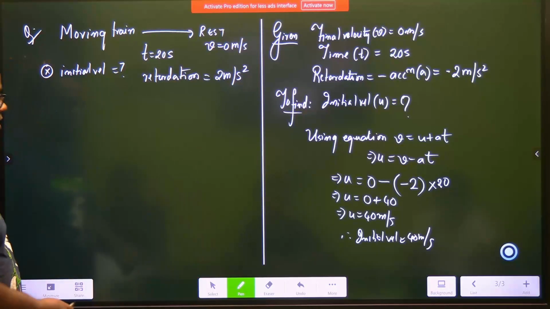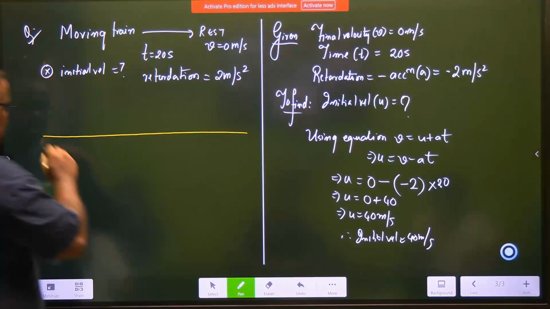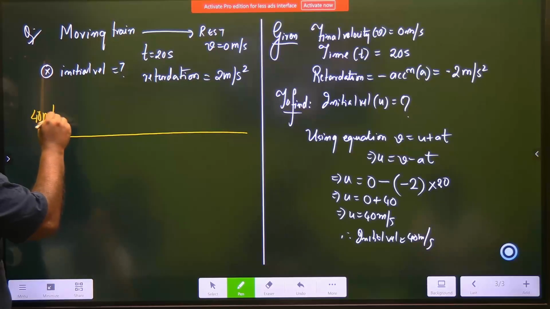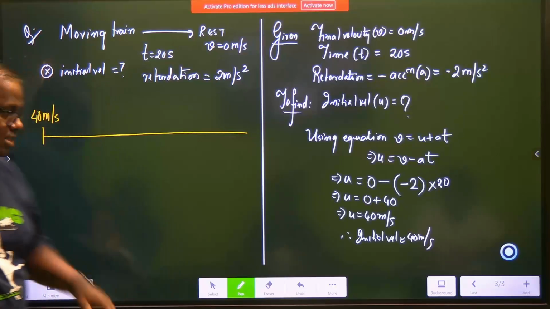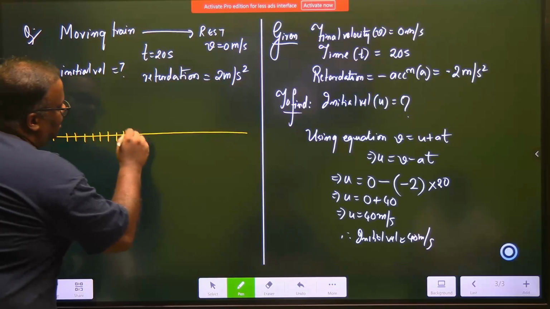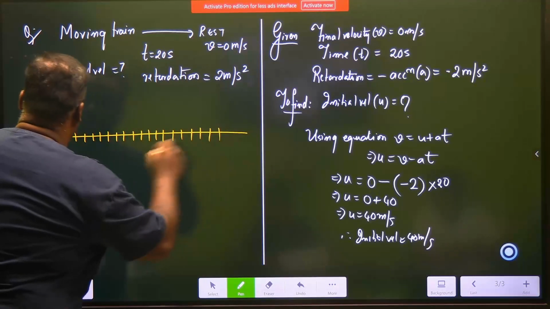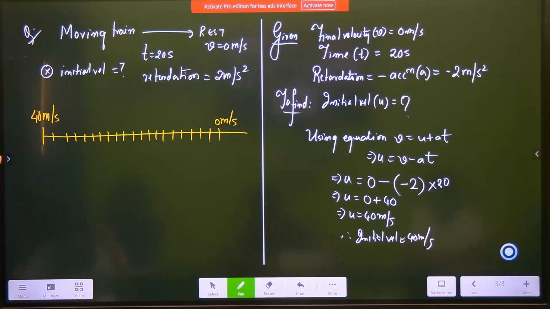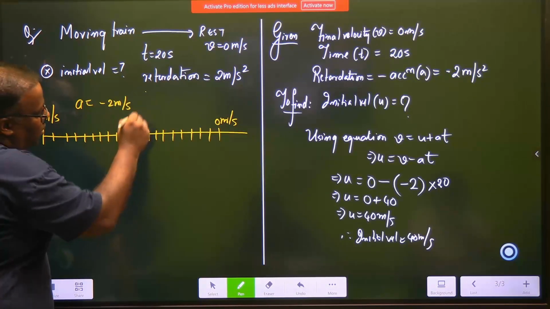Okay, now let's see this problem, whether we have understood or not. This is a train which is right now moving at a speed of how much did we calculate? 40 meters per second. How much time did it take to stop this train? 20 seconds. 1, 2, 3, up to 20 seconds. At the 20th second, it became 0 meters per second. What is the acceleration? It's negative 2 meters per second per second.